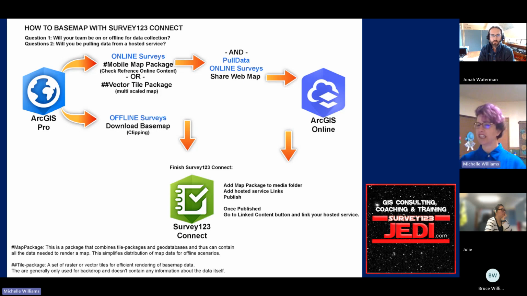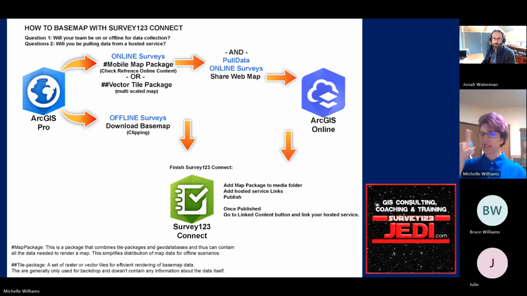There's a few things you have to do to get there. First is, do you want a base map in Survey123 that matches what the end user is using in a hosted service? If so, there's two steps. You need to put the base map in Survey123, and then you also need to link your hosted service in Survey123 so they match. So what ends up happening is this top schedule up here where it says your online surveys and your offline surveys, those two, that's your options.